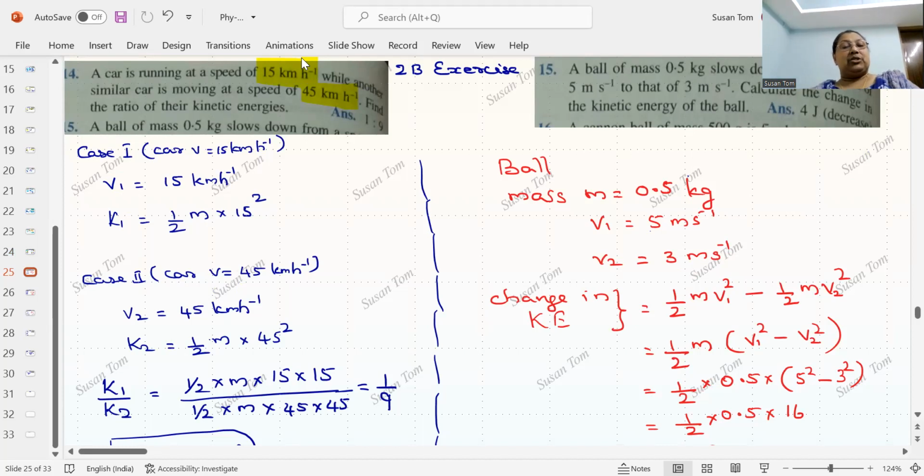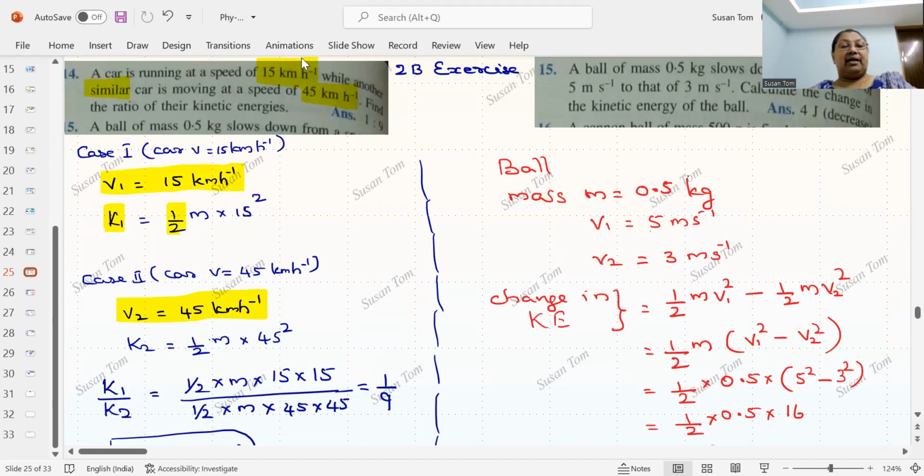So velocity of the first car is 15 km per hour. That of the second car is 45 km per hour. Kinetic energy with that velocity can be calculated. Children, again look at the mass. A car is running at a speed of this much, while another similar car. Look for the word: similar means mass is the same. We can let M be the mass of both the cars.